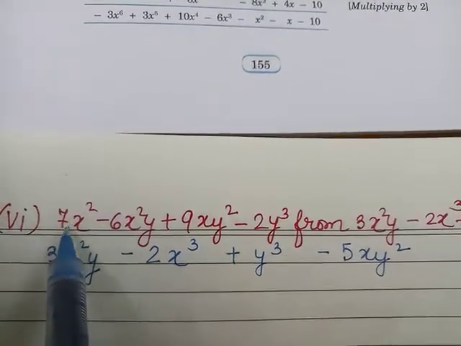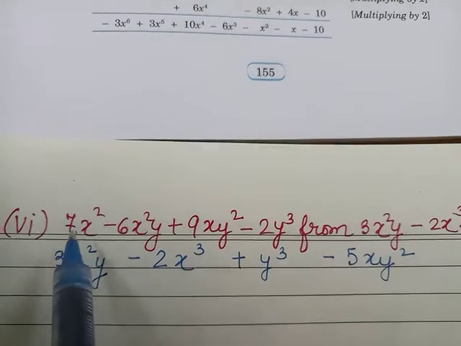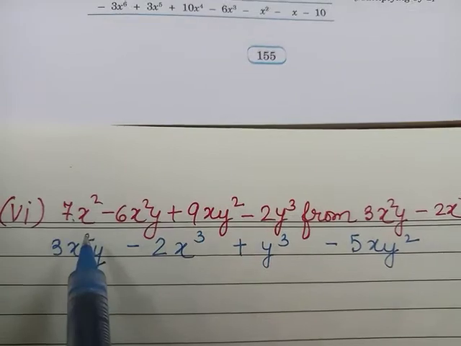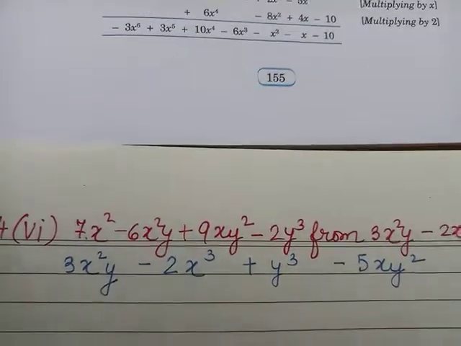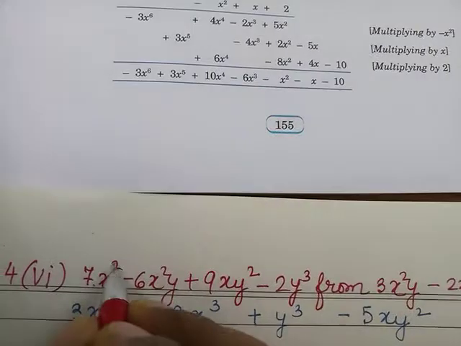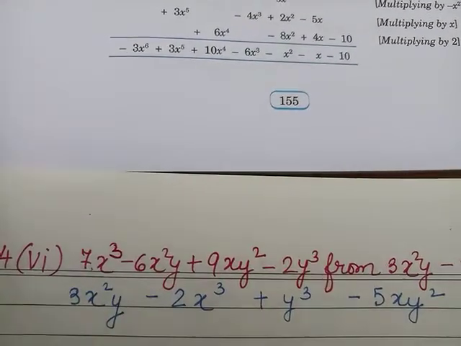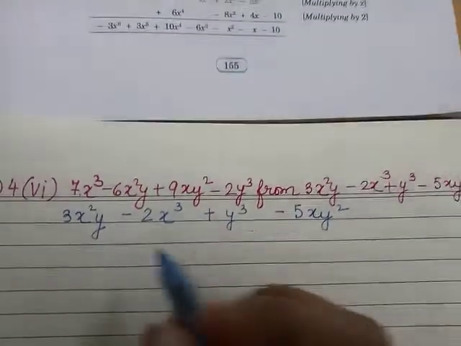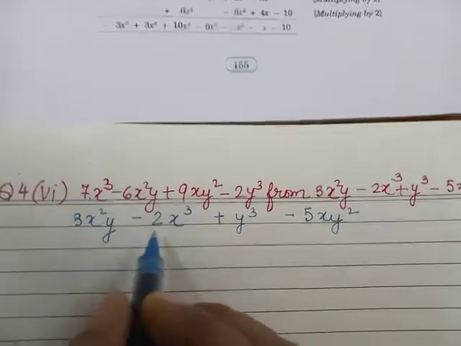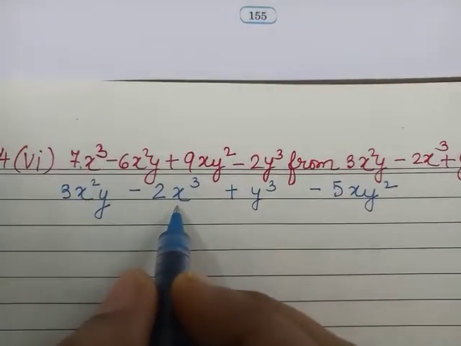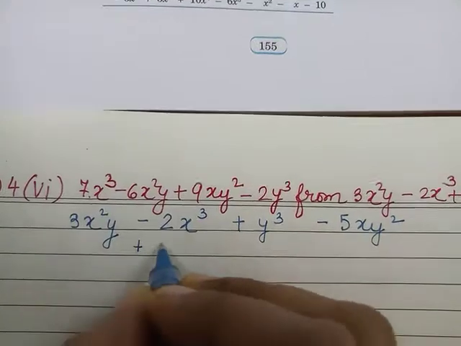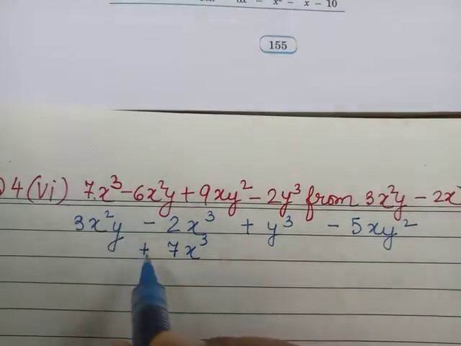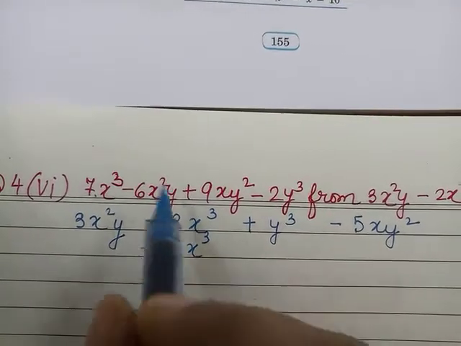Then we write the subtract part. Subtract, we have 7x square. So we'll write 7x square under x square term. It is not 7x square, it is 7x cube, children. So we write 7x cube under the x cube term. This is the x cube term. So we write 7x cube with sign. 7 has positive sign. No sign is there, therefore it is positive. So I write plus 7x cube.